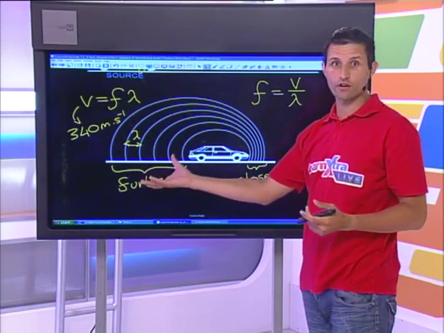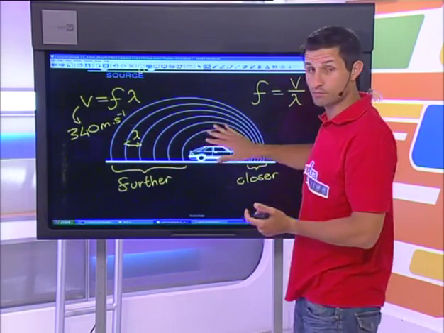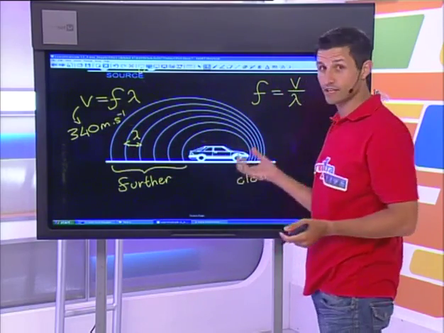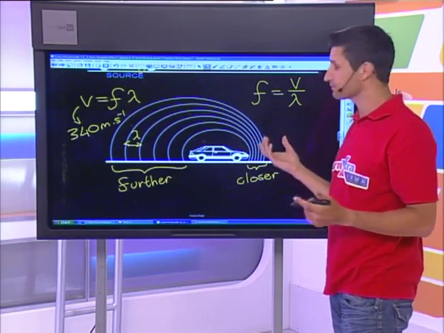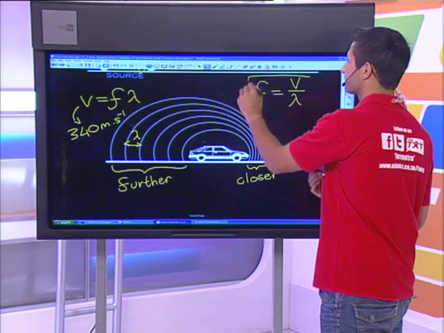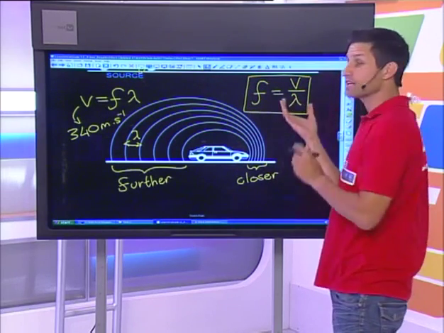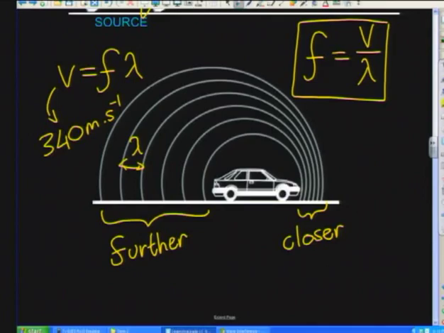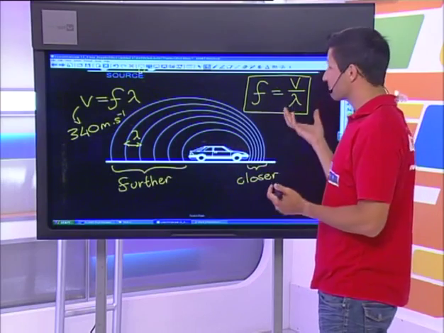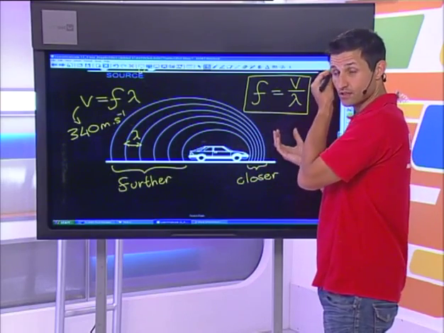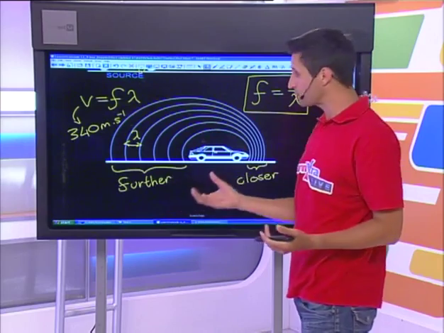So what does it mean for our car over here? We've got a changing wavelength behind the car, and we've got a changing wavelength in front of the car. How does a changing wavelength change our frequency? Well, let's look at my formula here. Look at where our wavelength actually is. It's underneath the fraction, it's a denominator. What's going to be the change if I make a denominator bigger? What will happen to my fraction? Well, my fraction is going to get smaller as the denominator gets bigger.